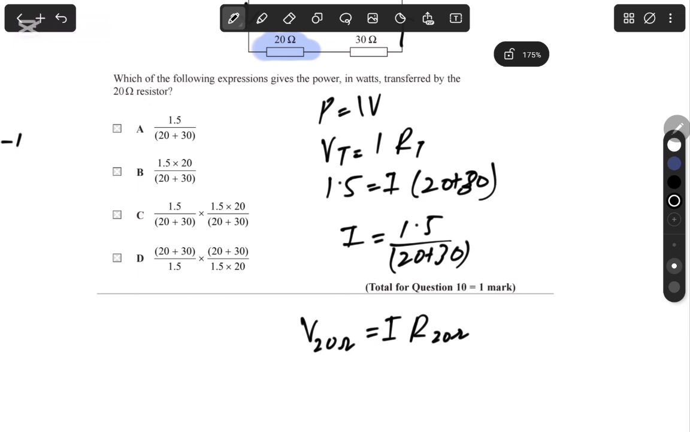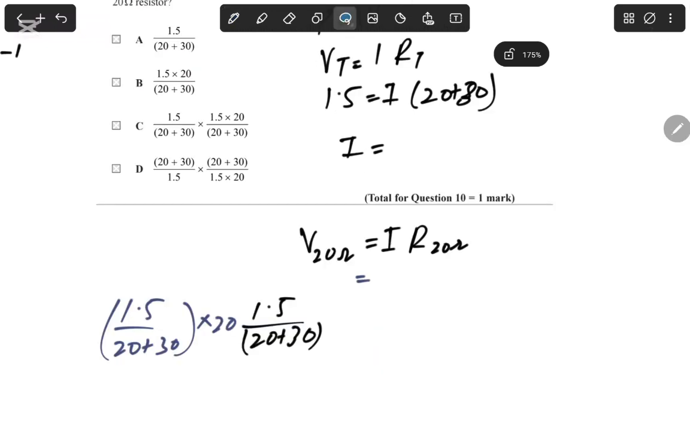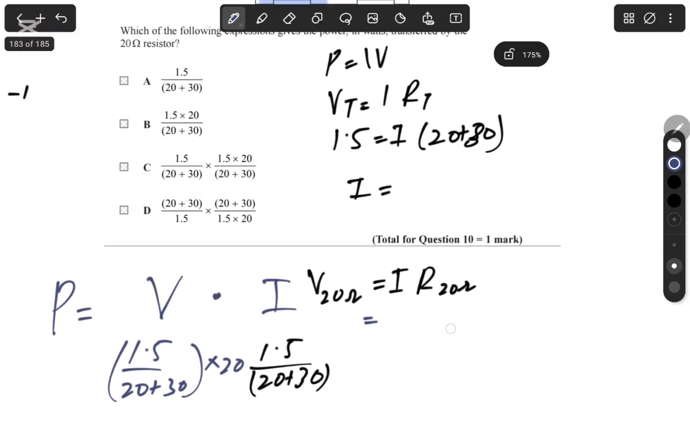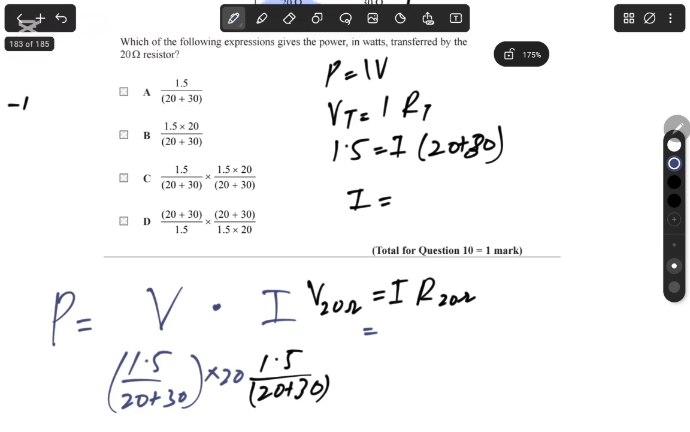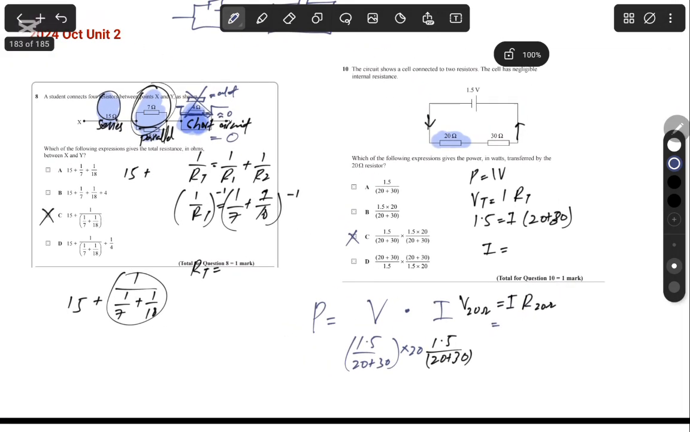Then to find the potential difference across the 20 ohm resistor, I'm going to take the current times the resistance of the 20 ohm resistor, and I'm just going to plug the values in. Then I'm going to take both the potential difference and the current, and I'm going to put them side by side because power is equal to I times V, so IV. Okay, and the expression that matches this is going to be number C. Okay, so if that's clear, let's move on to the next question.